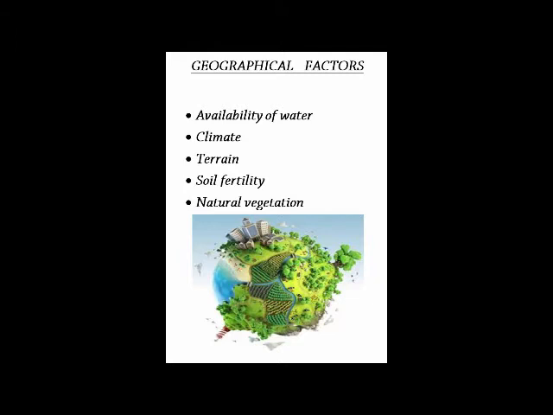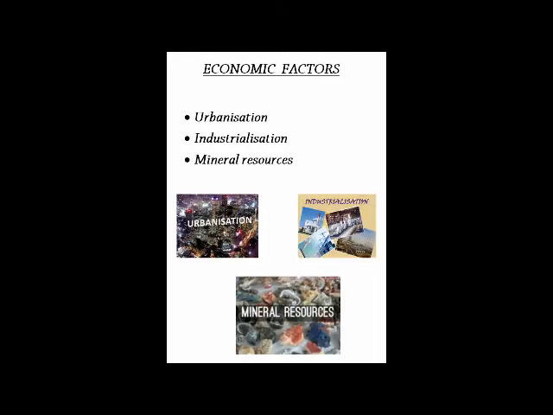Natural vegetation plays an important role in determining population distribution of the world. For example, the dense forest areas of Amazon do not support high population, but on the other hand, grasslands of the world are densely populated. Next, we come to economic factors, and the first point is urbanization.